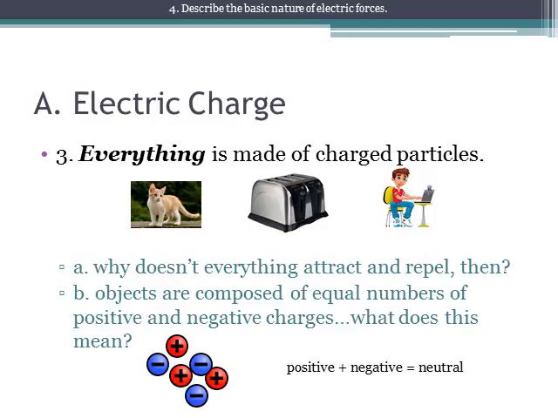So the cat, the toaster, and yourself, while you are composed of charges, you have roughly the same number of positives as negatives, so you have a neutral charge to you. So you're not going to attract or repel things as you pass by them because you are neutral due to the same number of positives as negatives.